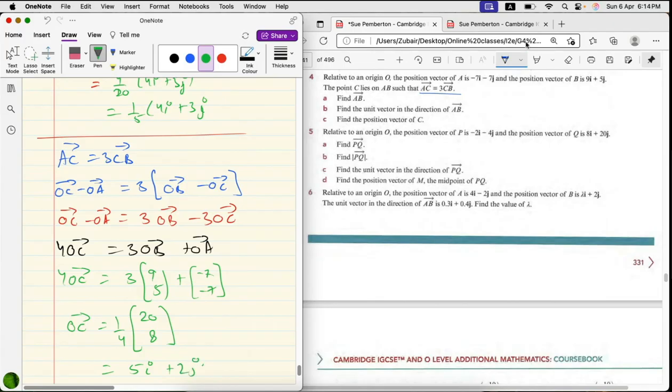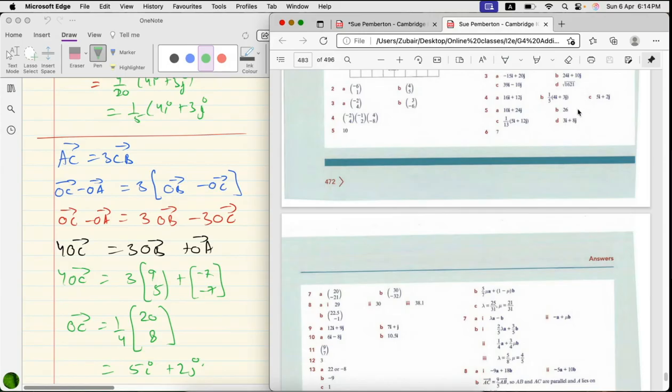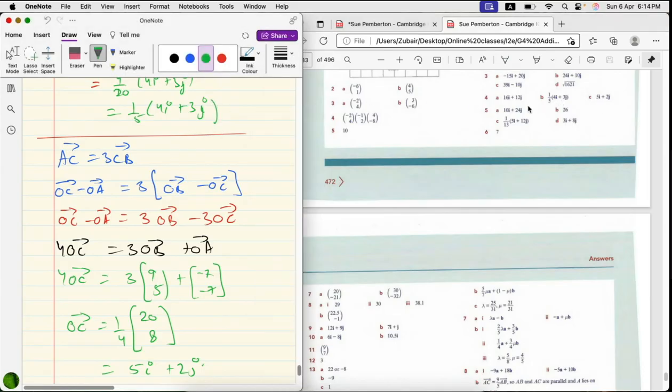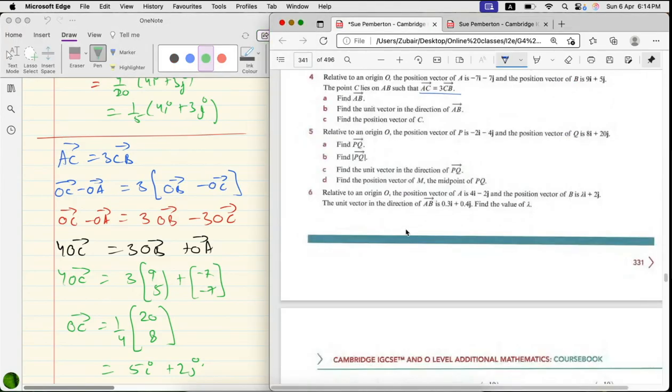5i 2j. Question number 4, C part. 5i 2j, 1 by 5, 4i 3j. And 16, 12. Any confusion?